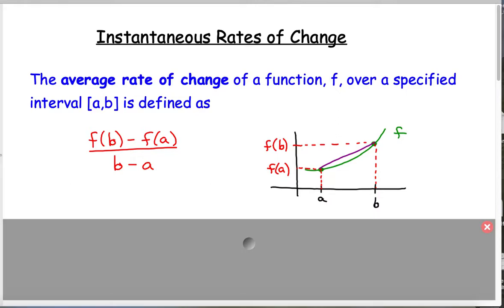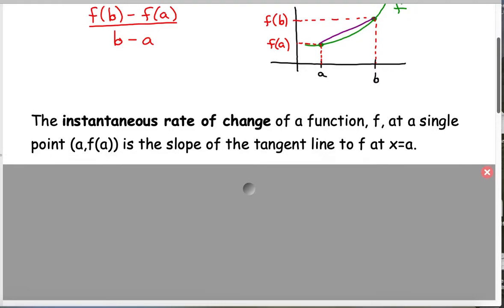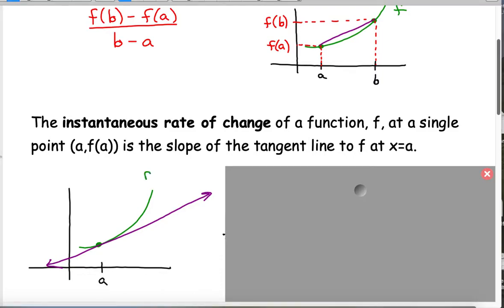It's a slope calculation. On the other hand, if we want to talk about an instantaneous rate of change, that's going to be the slope of a tangent line to our function at a single point. So if we want to find the instantaneous rate of change of a function f at x equals a, we need to find the slope of the tangent line to that curve at x equals a. So this green one is our function f, or f of x. You can write f of x if you like. And the purple line is your tangent line.